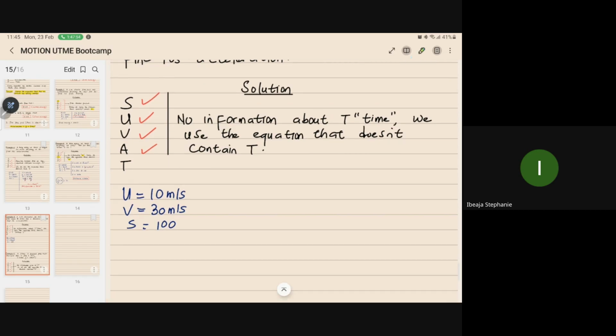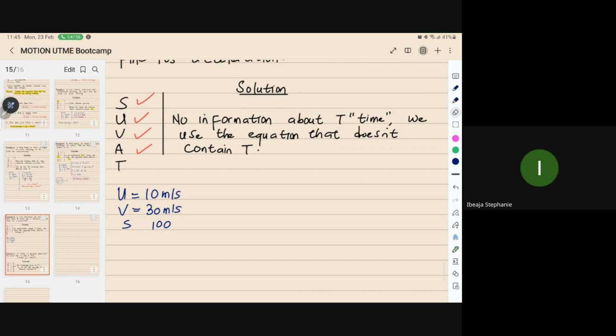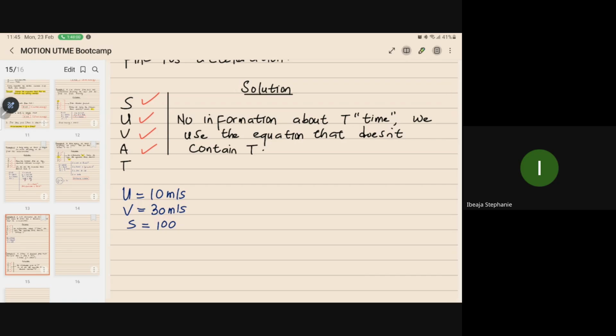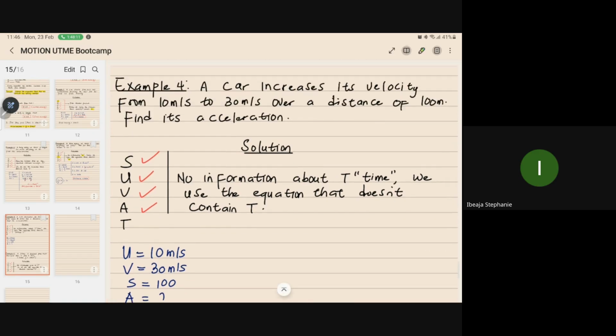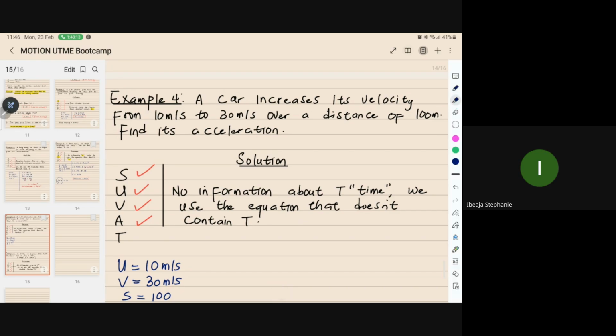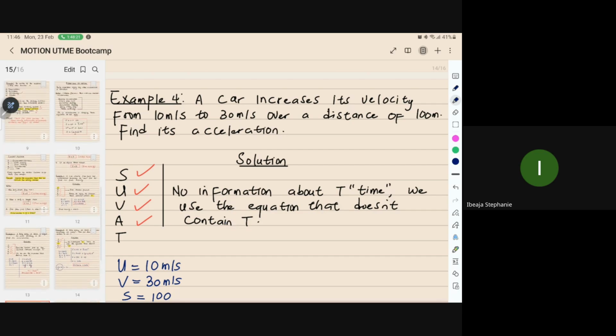And then you are asked to find what? Find its acceleration. So they mentioned the acceleration as well. So A is unknown. So which means that they gave us 4 variables. So we look for that equation that does not contain the one that was not mentioned. Which one wasn't mentioned? They didn't mention anything about the time. So we use the equation that does not contain time. And what formula is that?